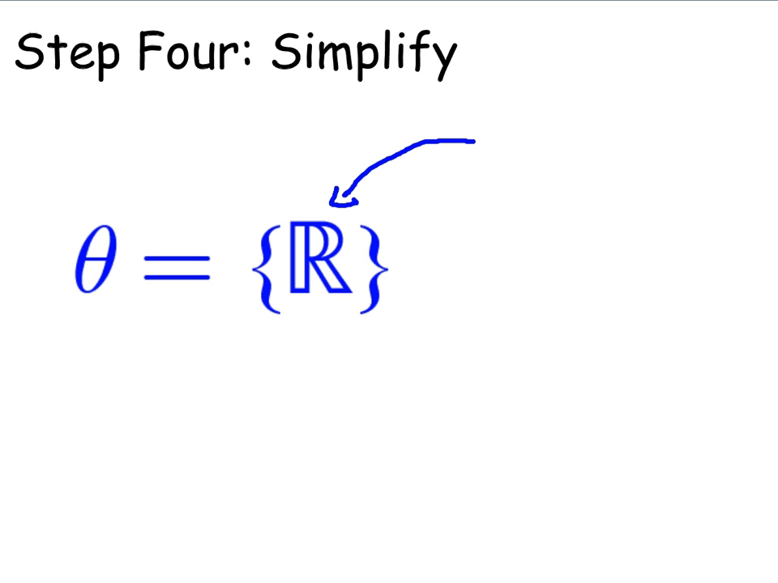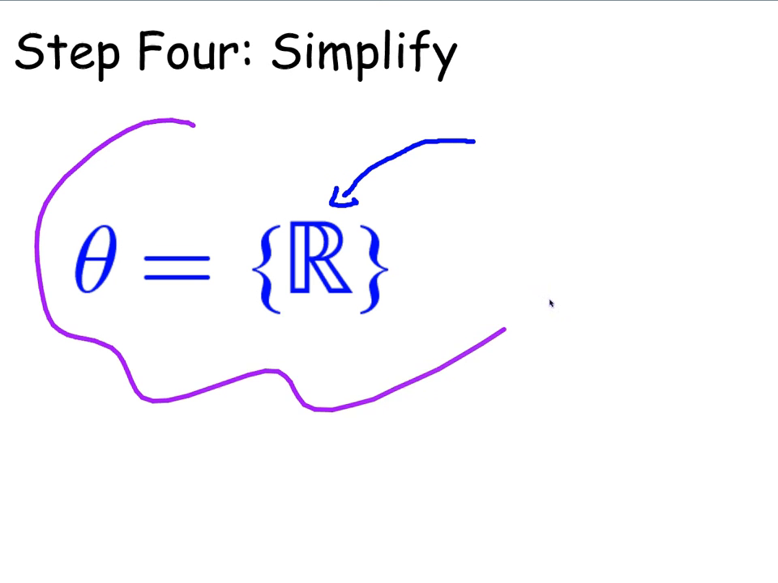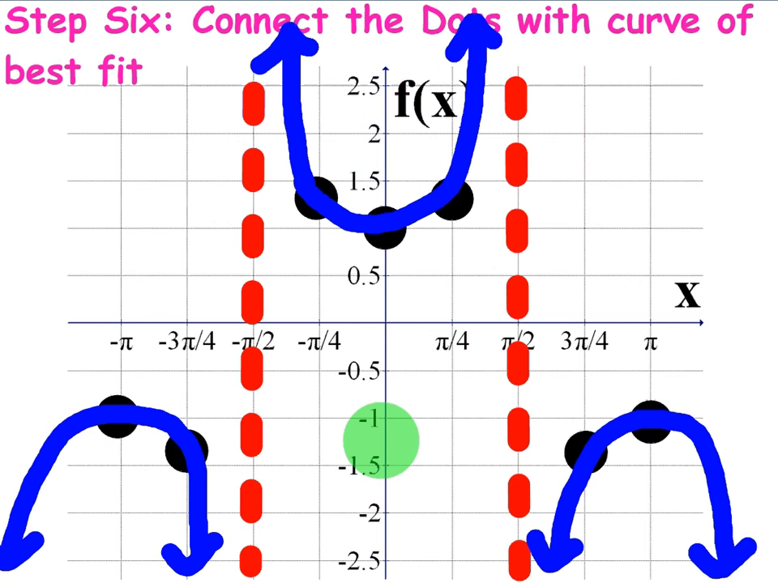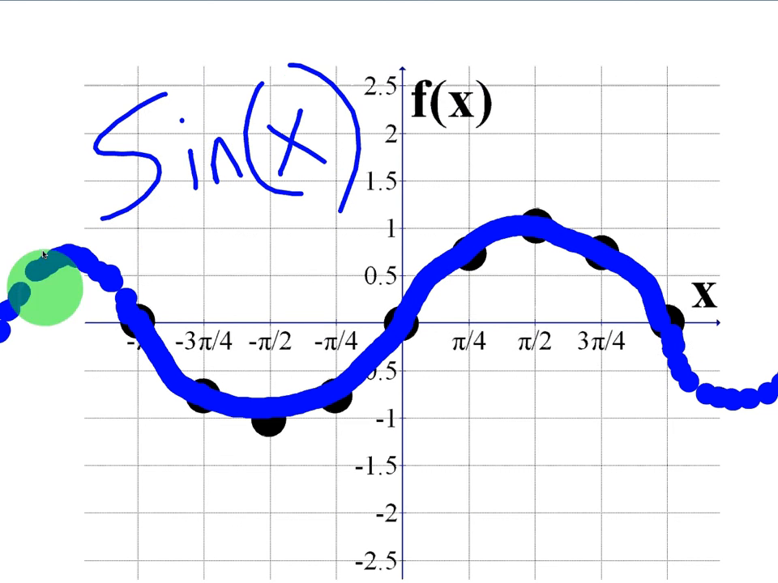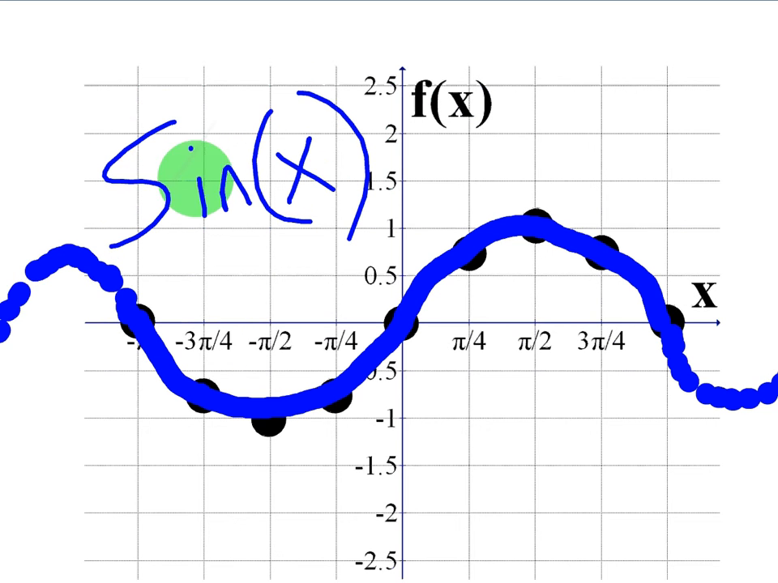Now, for step 4, for simplifying, you can just write it as theta is equal to all real numbers like that. Now, if we go back to the graphs of trig functions, there's secant, it has asymptotes, right? But if we go back to the graph of sine, we can see that it's going to go on forever like this. It's going to oscillate forever, and you can plug in anything and get something back, right?